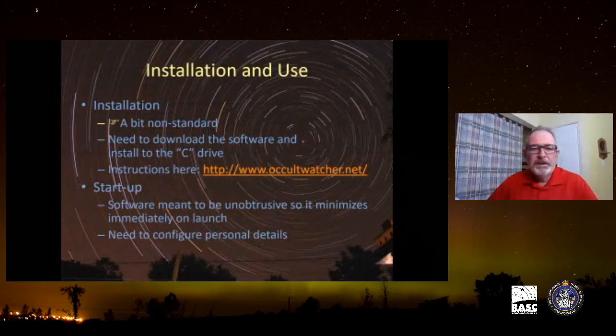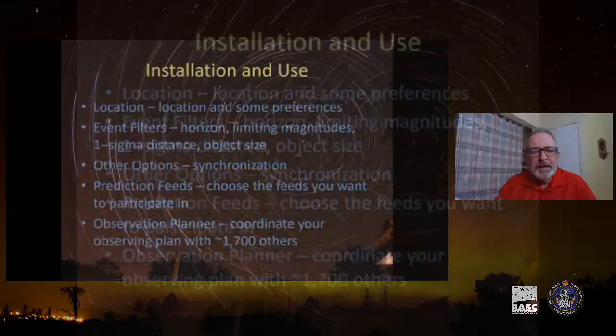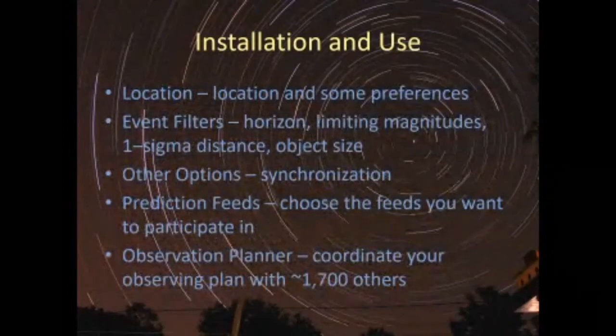One of the key things about installing it and using it is that you really do need to configure your personal information for it to do its job well. Key things, obviously, you have to put in your location, and there are some preferences associated with that. Event filters, I mentioned a couple of these, are the things that say, out of all of the events that are possible across North America, what are the limits of what you're interested in trying to observe? So the horizon is one, limiting magnitude is another.